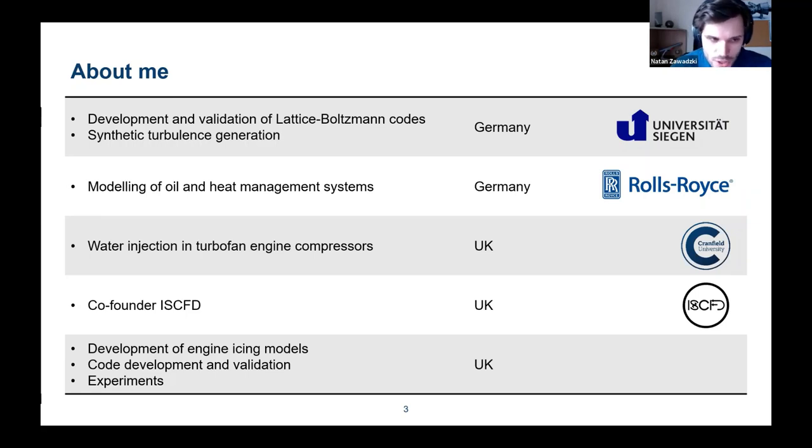During my studies, I had the chance to join Rolls-Royce for 1.5 years, and I was focusing on the modeling of oil and heat management systems and their components. A little bit of CFD, but mainly reduced order modeling and mathematical methods. Today, I'm going to talk about my most recent research, which is water injection in turbofan. And this has been done at Cranfield University, where I am at the moment.